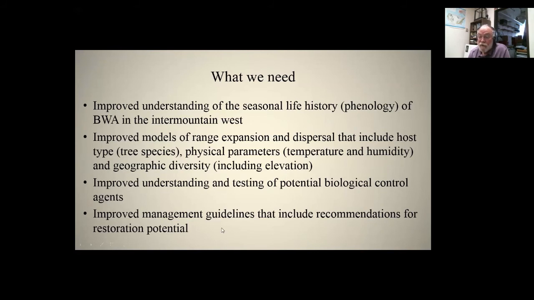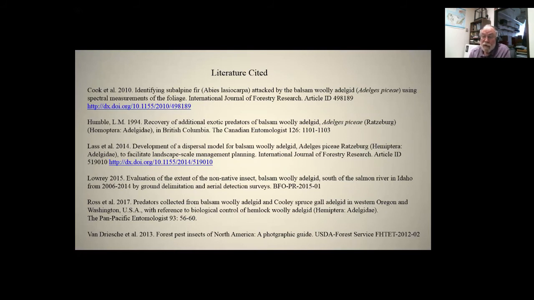We need to improve our understanding and testing of potential biological control agents. And we need to improve management guidelines that include recommendations or restoration potential. Just for people's, if they want, they can look up some of the literature that I've cited throughout this. And that was where I was ending.